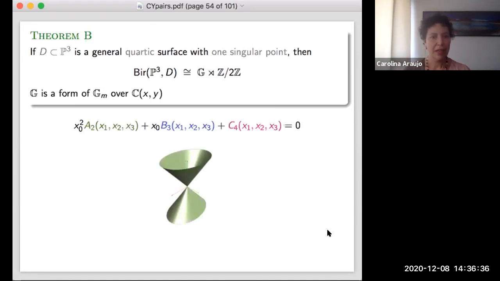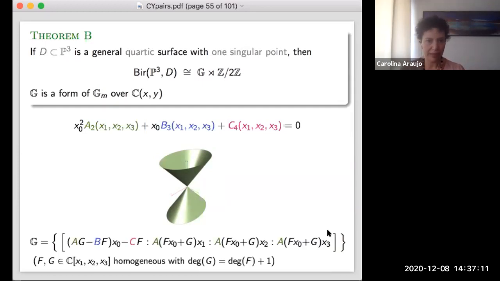Okay, so let me try to make things a little bit more explicit. This is the general form of a quartic hypersurface of degree 4 with one singular point at the point, let me call it the origin, which is the point 1000. And actually this theorem can be made very explicit. We can write down all the birational transformations, all the Cremona transformations of P3 that stabilize such D. This is how you write them in terms of the coefficients of the quartic, where F and G are arbitrary homogeneous polynomials satisfying this degree condition. This is for the G, but we can also write down explicitly the elements in the other coset.